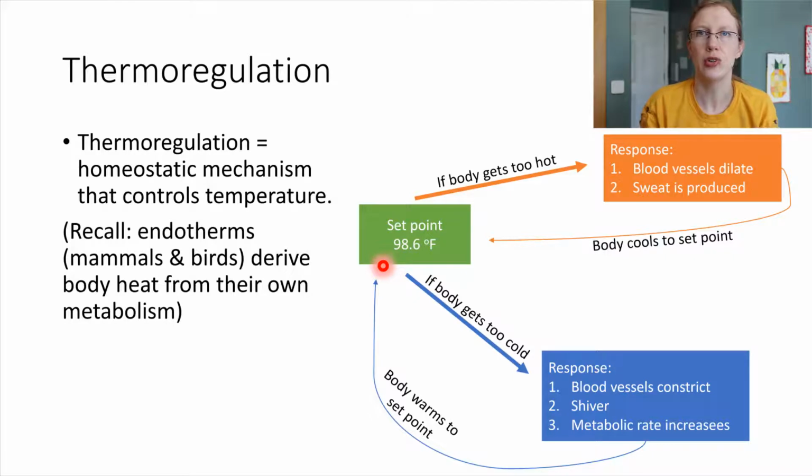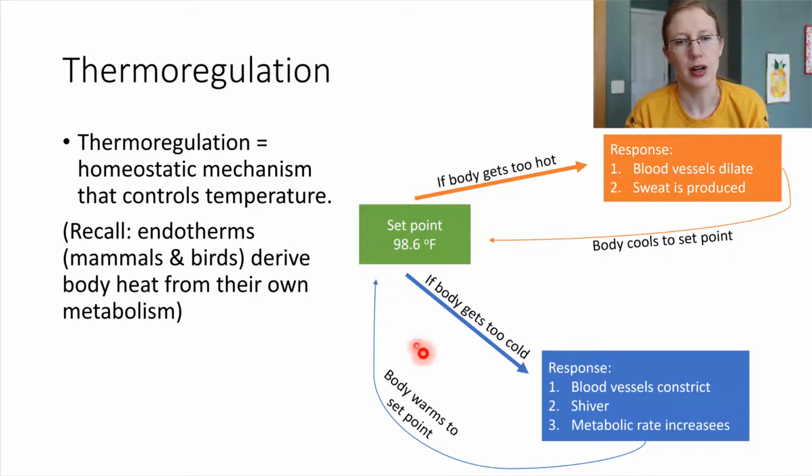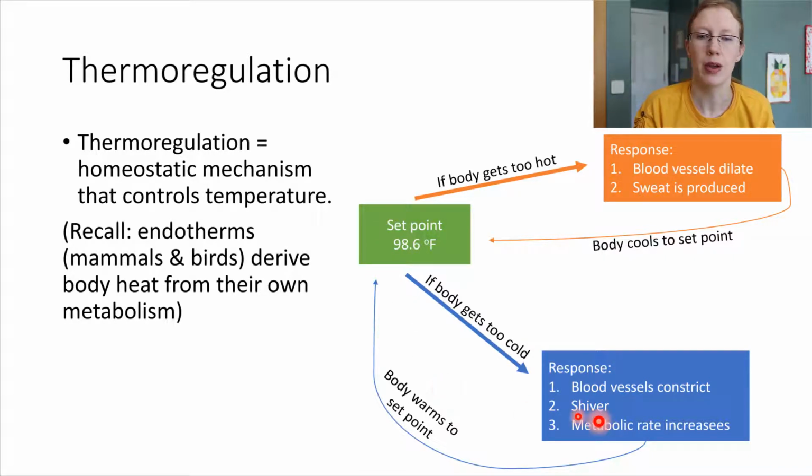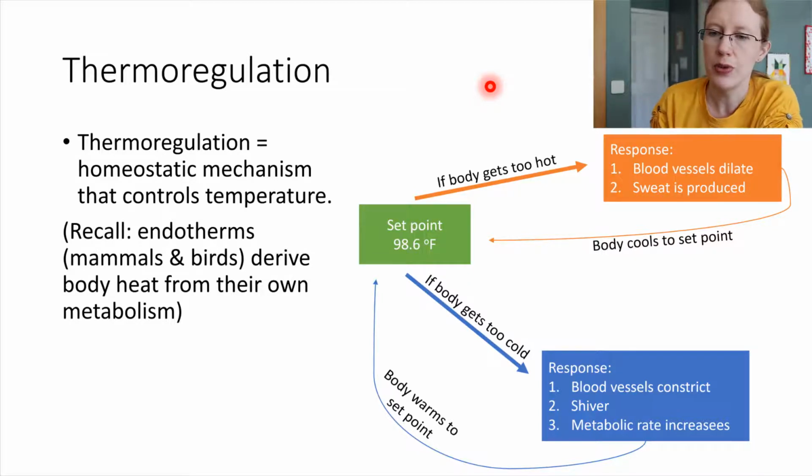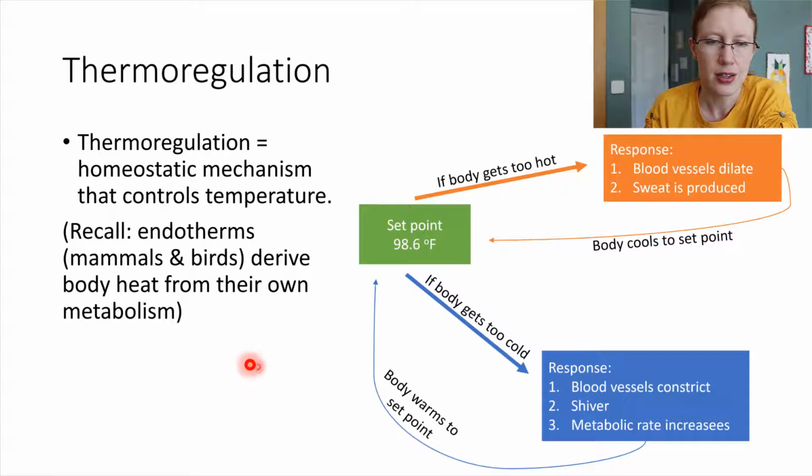If we get too hot or if we get too cold, either way, our bodies can maintain homeostasis by making these modifications, these responses. The exception to this would be if we are sick, if we have a fever, then that's kind of an intentional thing our bodies do.